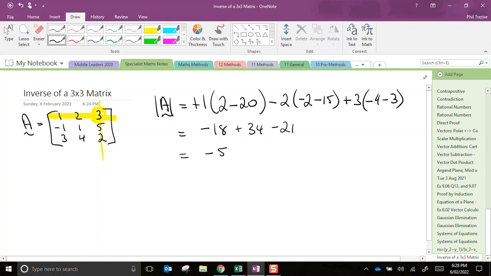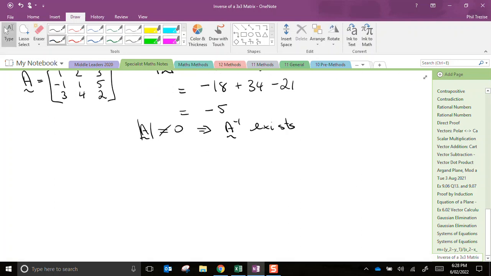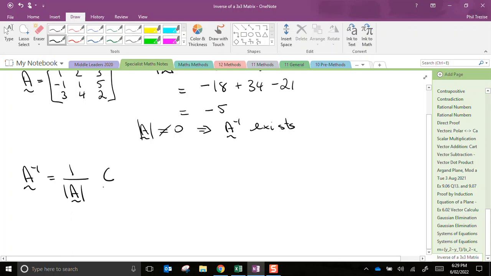Well, that's not 0. So the determinant of matrix A does not equal 0. This implies that the inverse of matrix A exists. So now the job is to find the inverse of matrix A. In order to find the inverse of matrix A, we will apply the following rule: 1 divided by the determinant of matrix A multiplied by the transpose of the cofactor matrix.